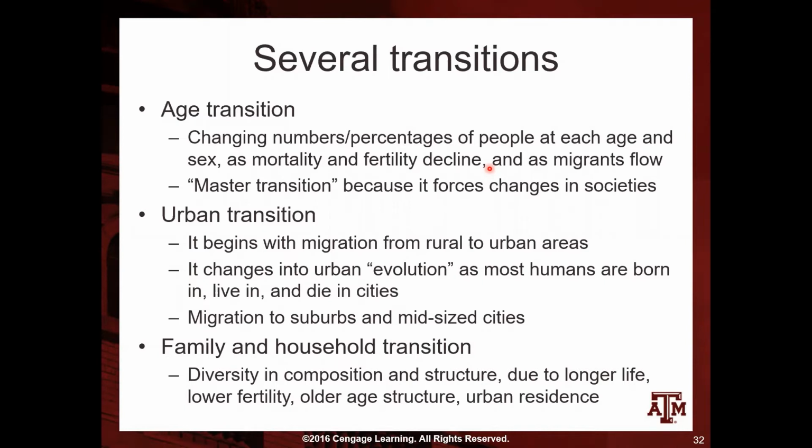Urbanization, the urban transition, begins from people moving from rural to urban areas. And then some people call it changes into an urban evolution, in which most of us live in urban areas, in cities. But now we start to move out from big cities and start to move to mid-sized cities or to suburbs surrounding big cities, right?